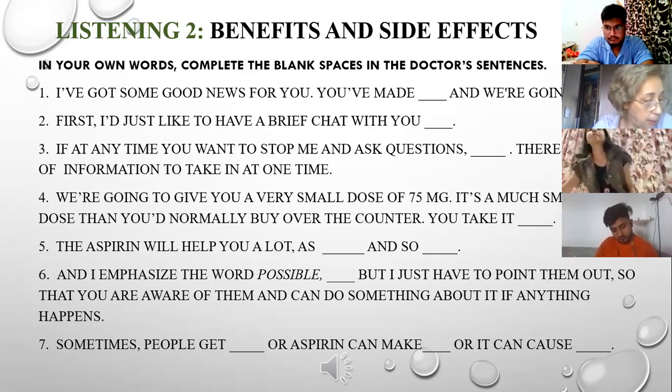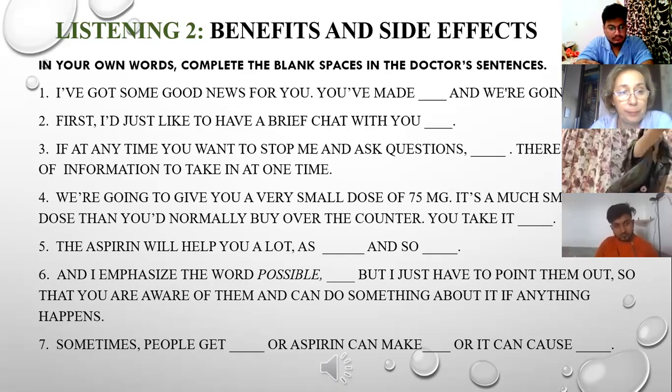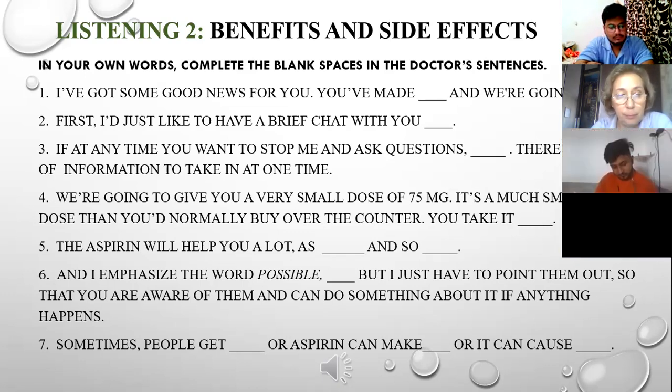Number 4, please, Ujjwal. We are going to give you a very small dose of 75 mg. It's a much smaller dose than you would normally buy over the counter. You take it orally, twice a day or once a day. Good. So he's speaking about the dosage and frequency.